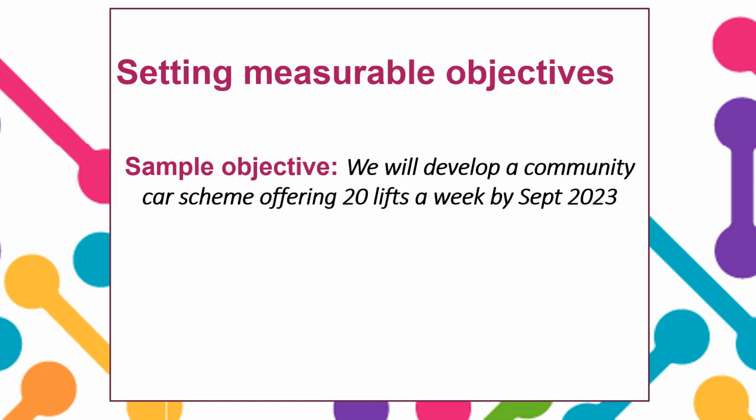Your objectives are how you will progress towards your aims. They should be specific, measurable, achievable, realistic and timely so that you can track your progress. An example of an objective might be we will develop a community car scheme offering 20 lifts a week by September 2023. The NCVO provide guidance on setting objectives, and you can find a link to this information in the transcript.